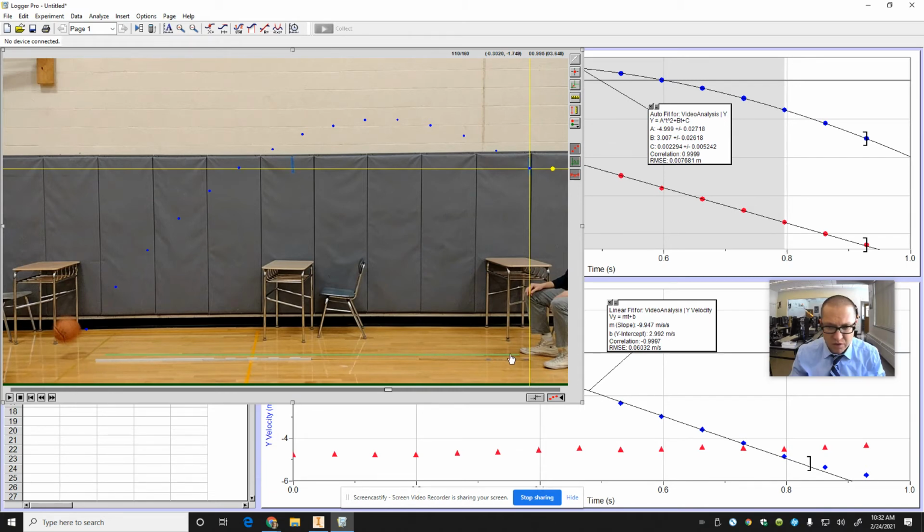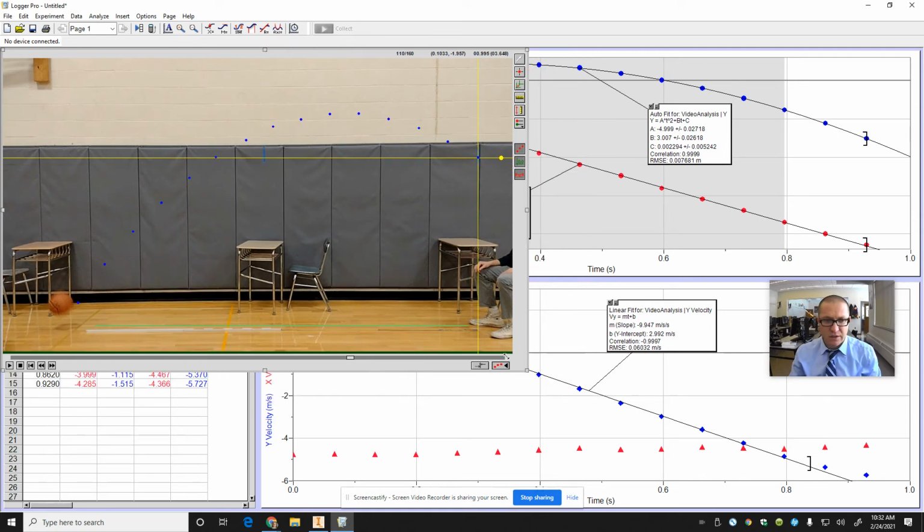So if I adjust my scale to where the plane the ball is actually moving in, I actually get much better data. I actually get much more accurate data. So you could go with that as well.